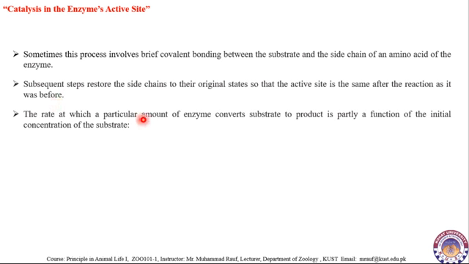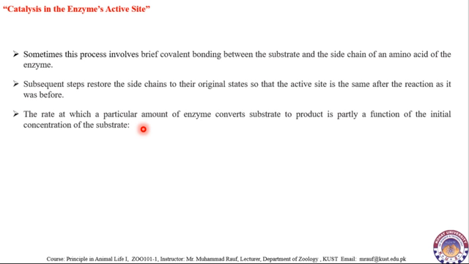The rate at which a particular amount of enzyme converts substrate to product is partly a function of the initial concentration of the substrate. Now, we are discussing here the turnover number. Turnover number is the number of substrate molecules converted into product per unit time. So, how much product will be formed in a given time? It depends upon the efficiency of the enzyme. What is the turnover of that enzyme?